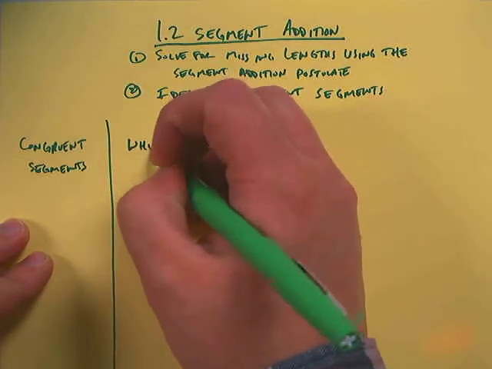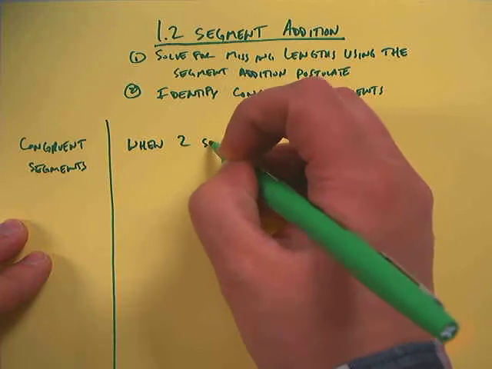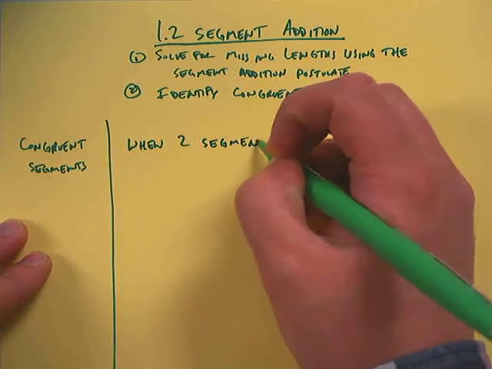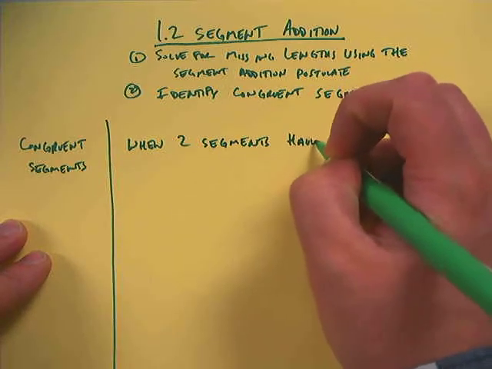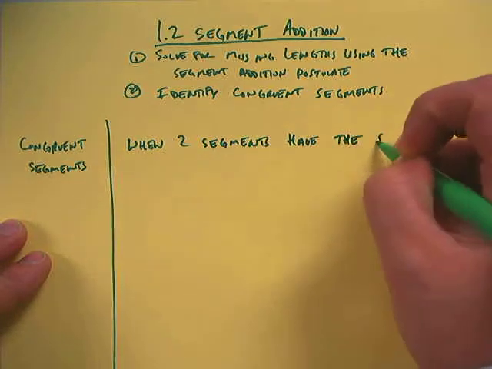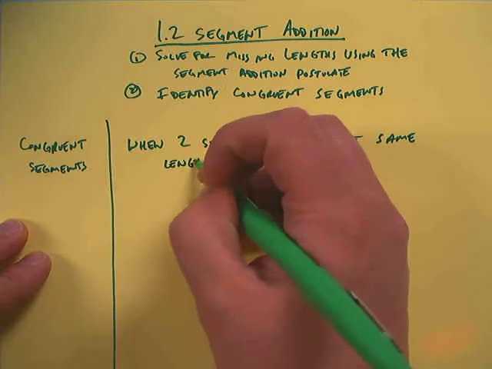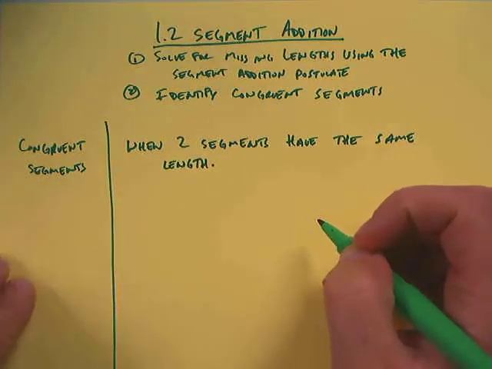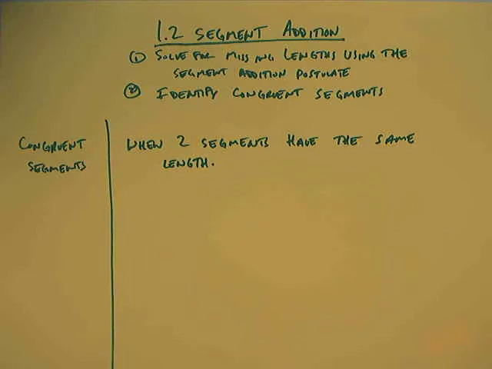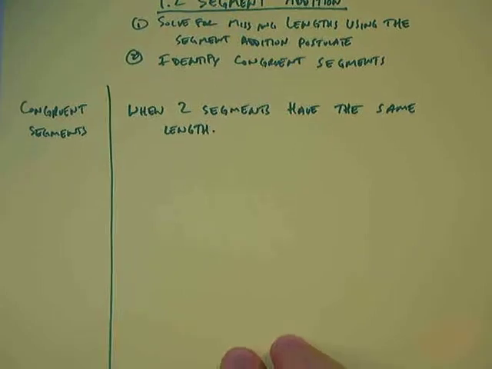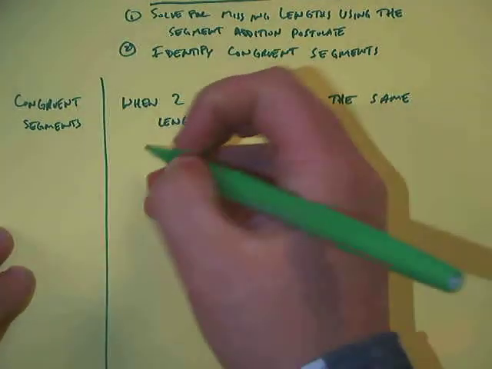that means when two segments have the same length. Okay, so when two segments have the same length, they are considered congruent. So we're going to go over some notation here that we're going to be using to talk about lengths, to talk about segments in length, and to talk about congruent.